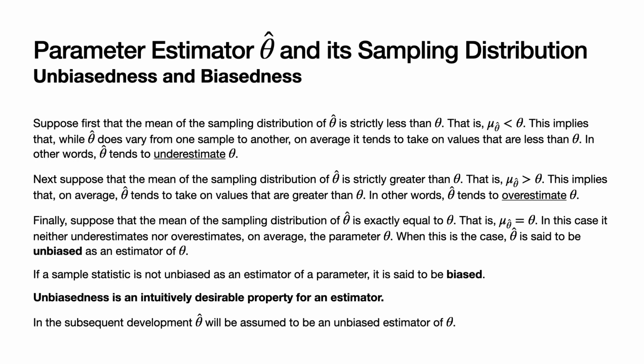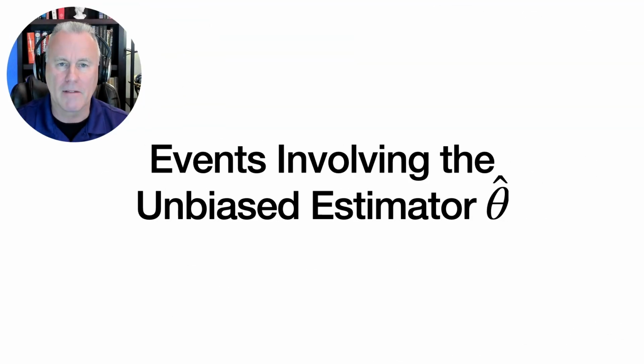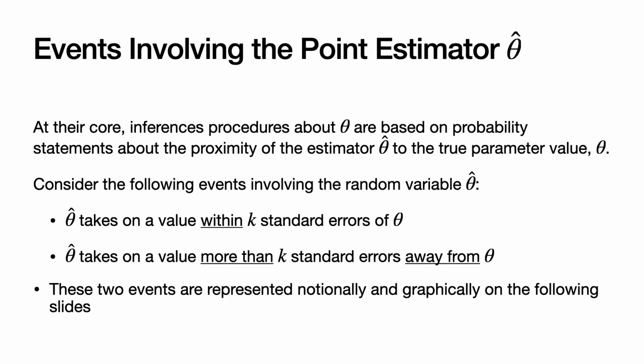Now, unbiasedness is an intuitively desirable property for an estimator. In the subsequent development, theta hat will be assumed to be an unbiased estimator of theta. Now let's look at some events involving the unbiased estimator theta hat. At their core, inference procedures about theta are based on probability statements about the proximity of the estimator theta hat to the true parameter value theta.